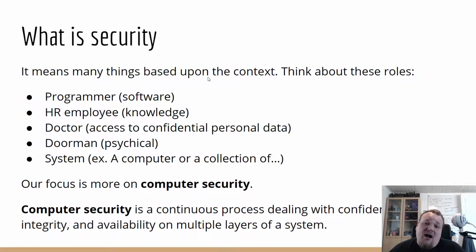So I wrote down some roles for you to think about. You have something called a programmer. Now, that is basically software. It could be an HR employee, human resources. That could be something about knowledge, right? A doctor. Well, a doctor have access to confidential personal data. A doorman, it could be physical. And a system, it could be like a computer or a collection of computers, servers, rack, whatever, many different things.